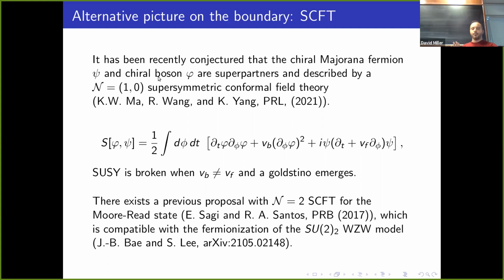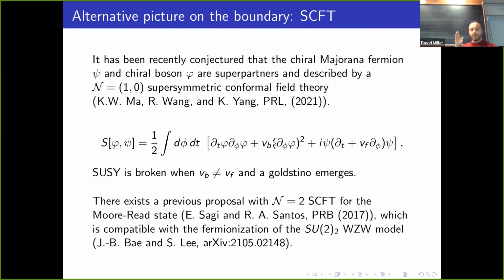Let me stress why people try to use supersymmetry in this case. This is one of the papers that just appeared this year, where they propose a chiral and supersymmetric conformal field theory. Let me give you some details. This is the effective field theory that you get on the boundary of the Moore-Read state, with or without supersymmetry. Even if you forget supersymmetry, this is again the chiral boson, as I said.